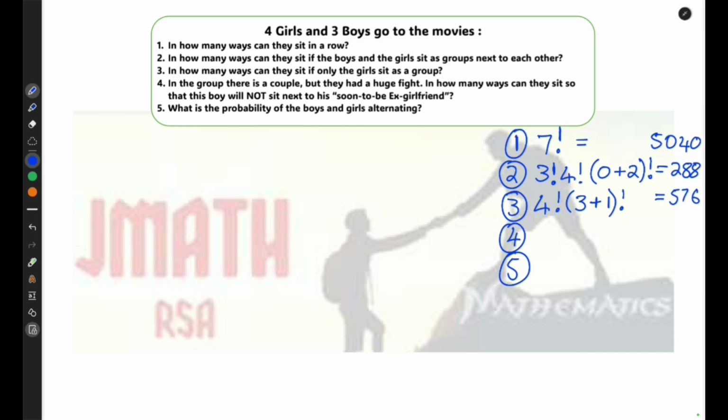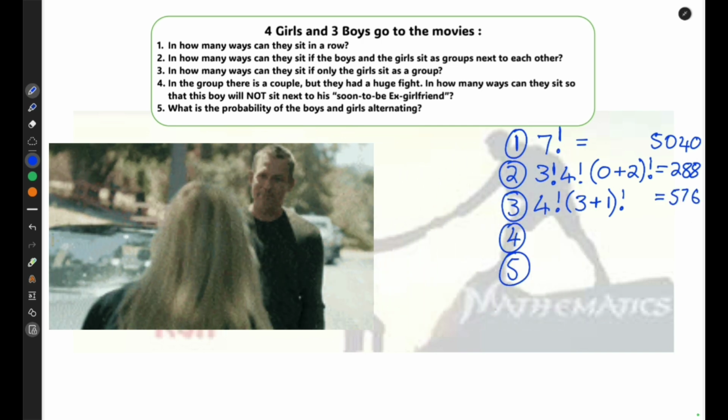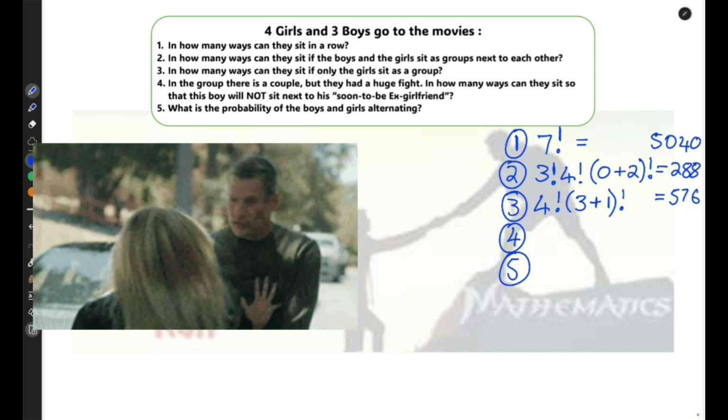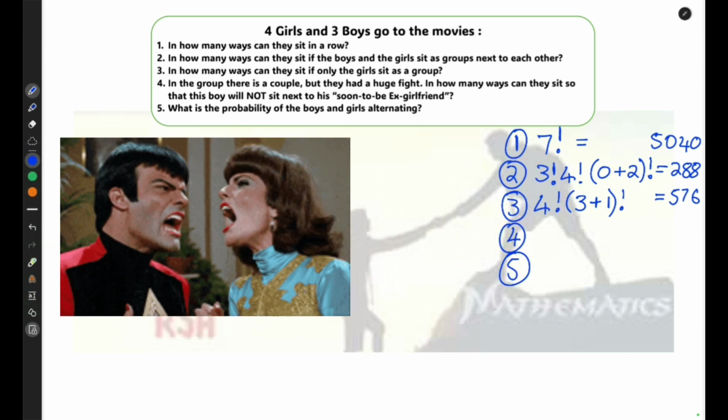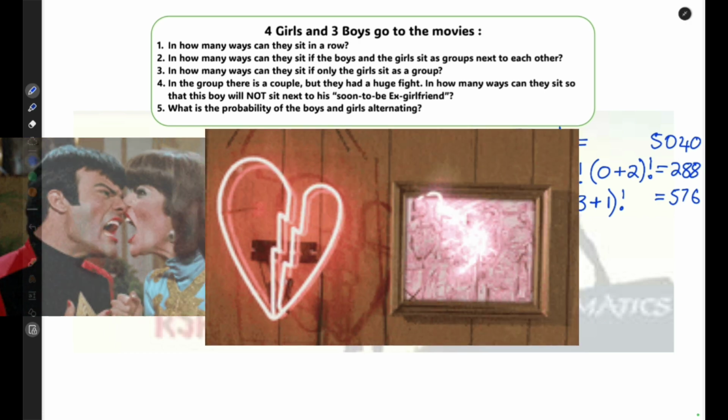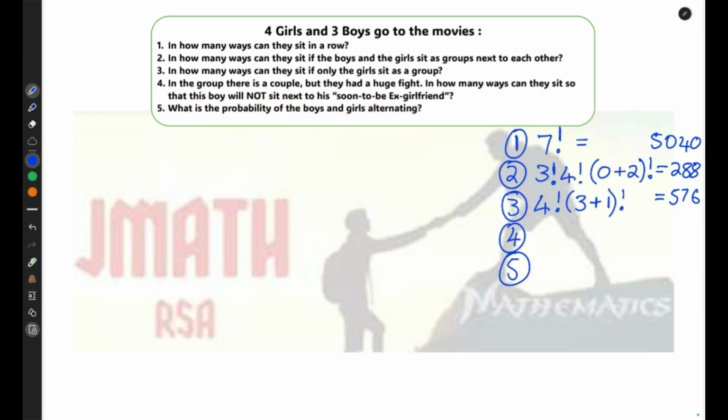576. Question 4. In the group, there is a couple, but they had a huge fight. In how many ways can they sit so that this boy will not sit next to his soon-to-be ex-girlfriend? Okay, awkward. But how am I going to do the math for this? Now, many times in an exam especially, they will ask you, what is the chance of something not happening? Now, we saw there's 5,000 different ways that these people can sit. I'm not going to work out all the ways where they are not going to sit next to each other. I'm going to sit here forever. So when you get a "not" question, work out exactly what they're asking you not to do, and then just say all the options minus that little amount that could happen.